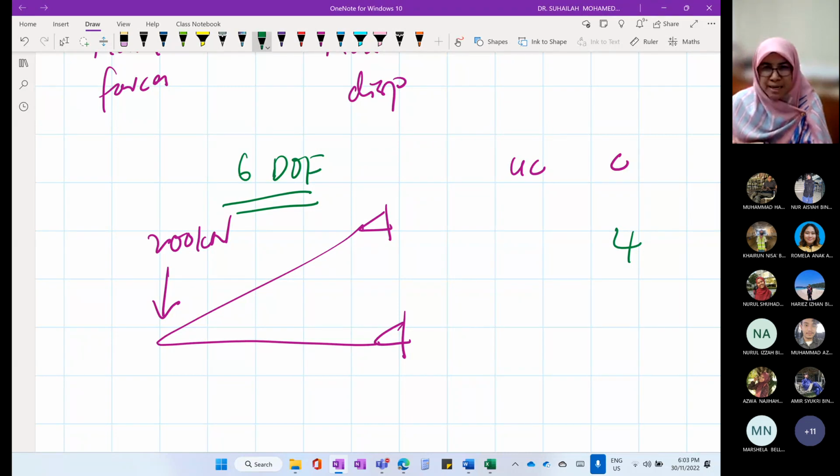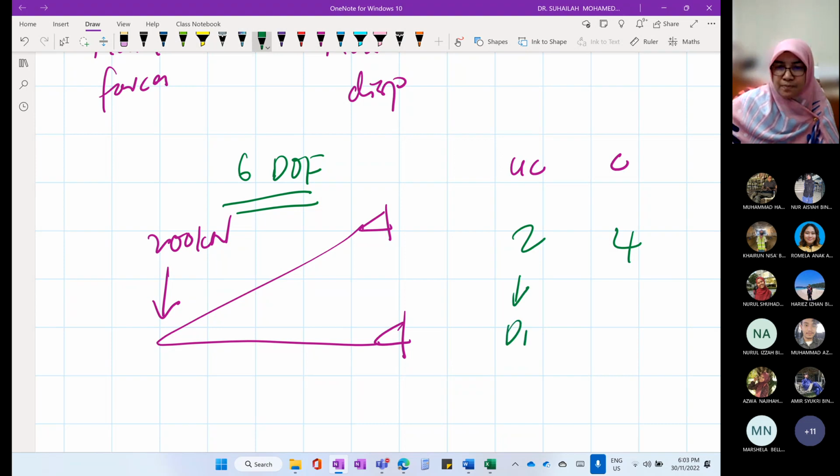So bila ada 4 dekat constraint, lagi 2 akan ada dekat unconstrained. 4 ada dekat constraint, nak cukupkan lagi 2 ada dekat unconstrained. So 2 unconstrained refers to unknown displacement D1 and D2, and another 4 pada constraint dia akan refers to unknown reaction which we label as Q3, Q4, Q5, Q6.